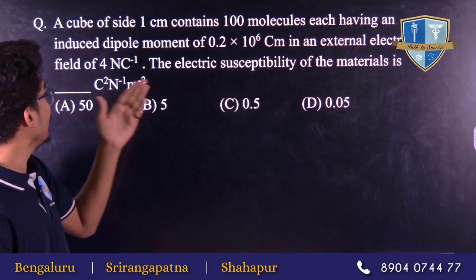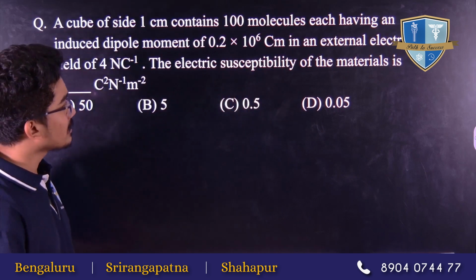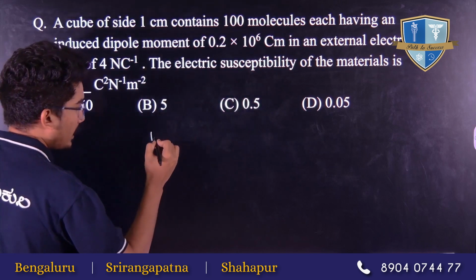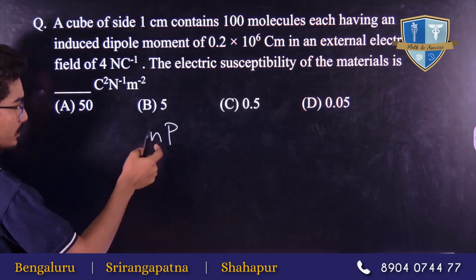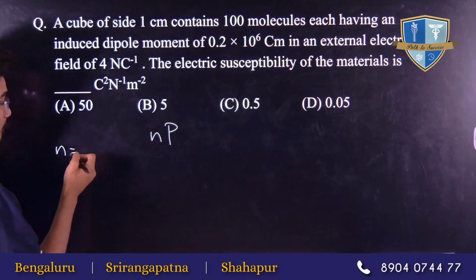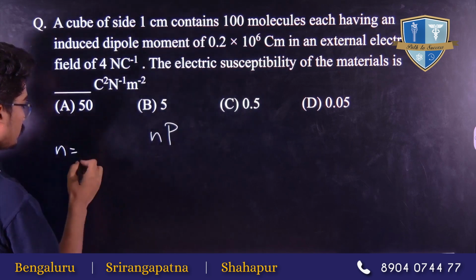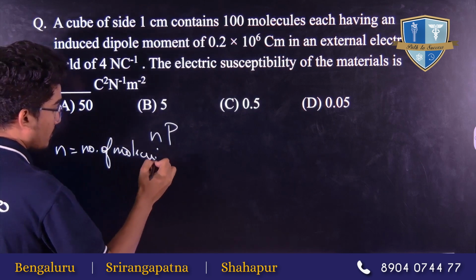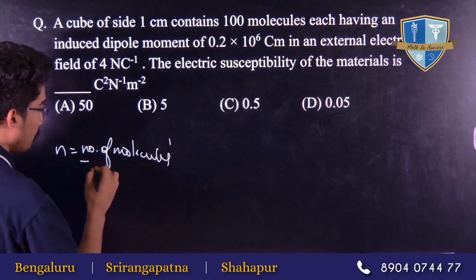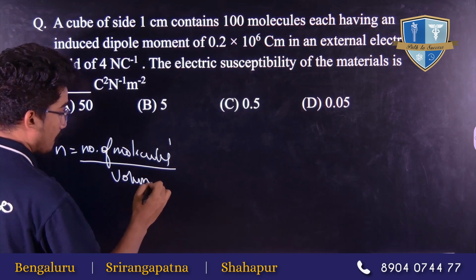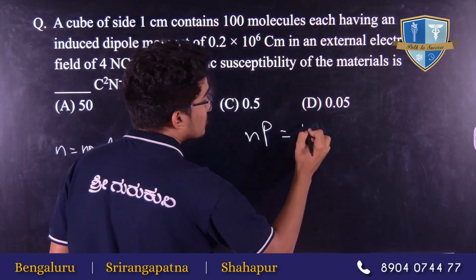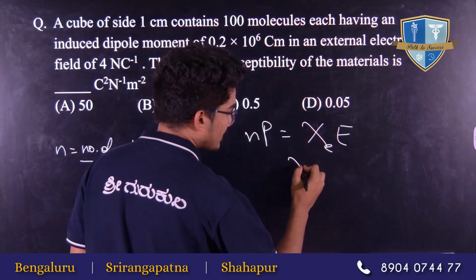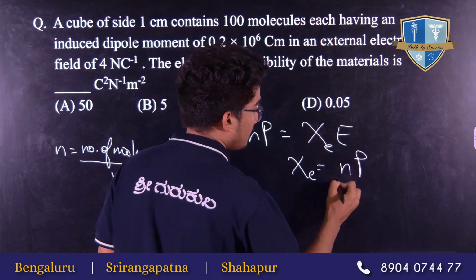In an external electric field of 4 Newton coulomb inverse, the electric susceptibility of the material is. So we know that net dipole moment means this N is number of molecules per unit volume, and N into P will be equal to susceptibility into electric field. This is electric susceptibility. So the formula for electric susceptibility will become N into P by E.